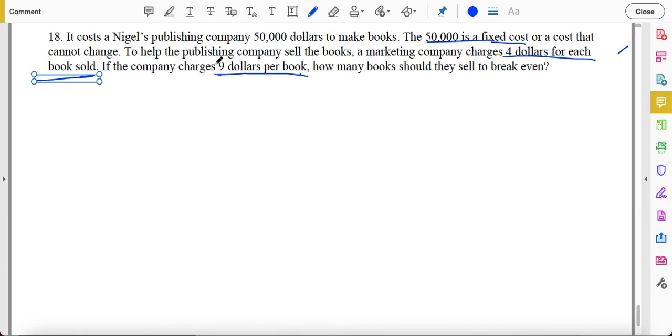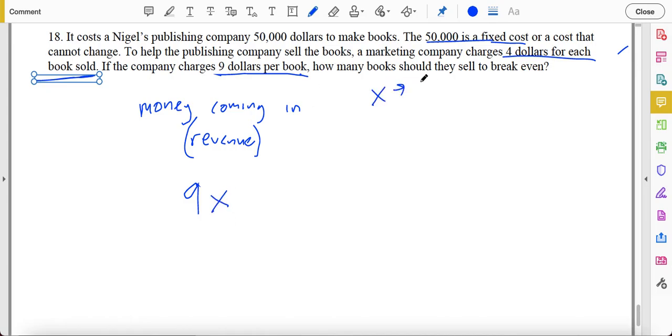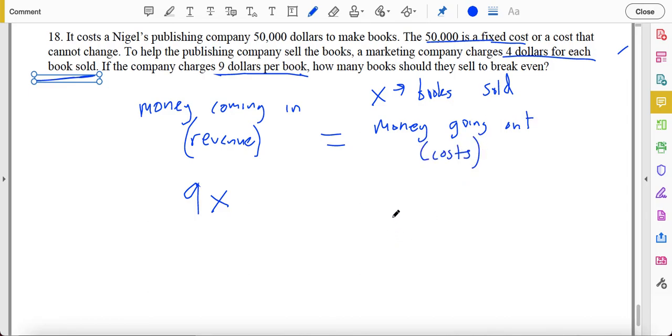Okay, so basically they're selling the books for $9 a piece. So we want two things to happen to break even. We want the money coming in, i.e. the revenue. Another word for money coming in. That's just $9 times however many books are sold. We'll call that X. X is books sold. And we want that to equal the money going out. That's what break even is. Money going out. Those are costs, things you spend, costs.